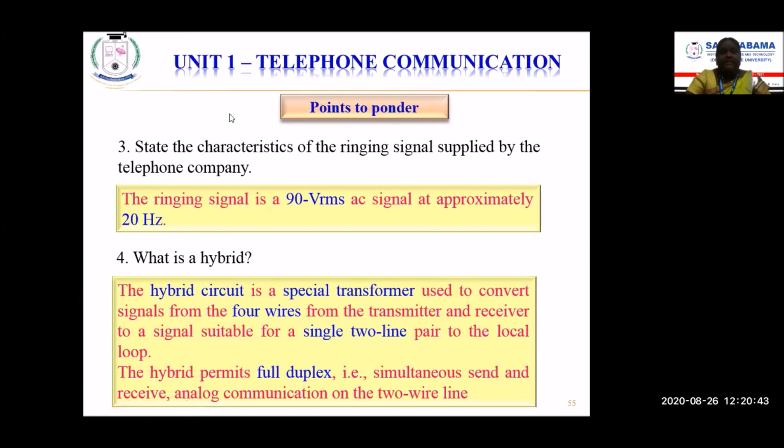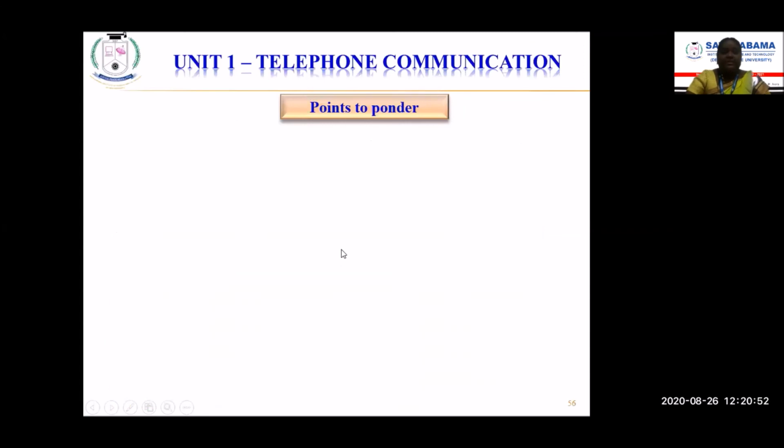Okay. Somebody has raised a hand. Jaya Prashant, do you have any doubt? No. Okay. Now let's quickly move on to the next question.